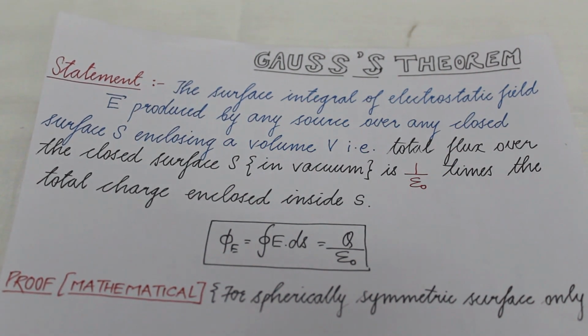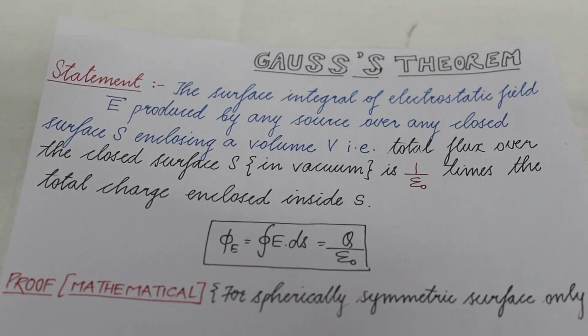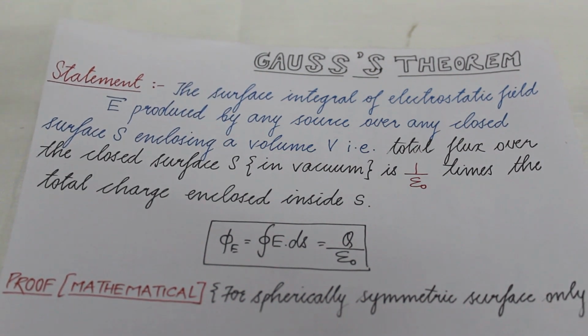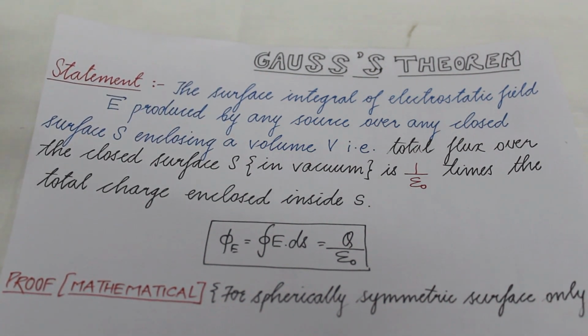Now let us understand it in electrostatic form. In electrostatic form, Gauss theorem can help us in finding out the net charge enclosed in a body by just calculating the amount of electric flux. By calculating how much electric flux is coming out, we can find out how much charge is enclosed inside. This is the simplest way of understanding Gauss theorem.